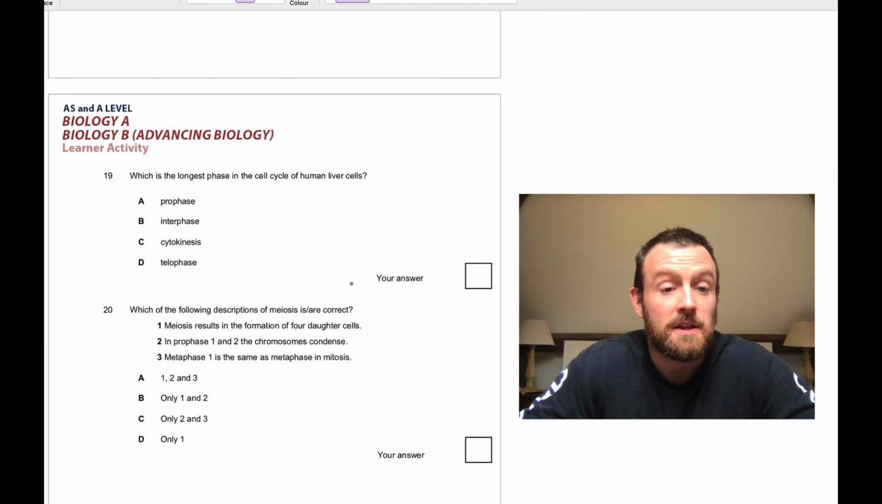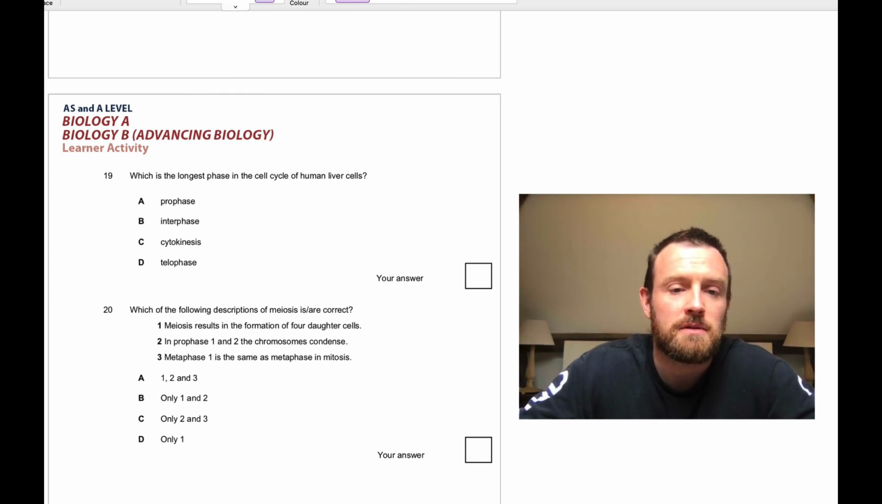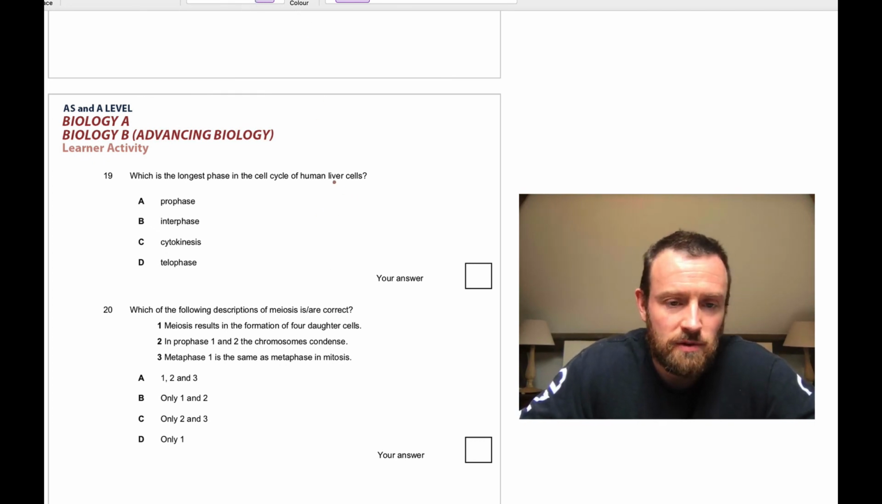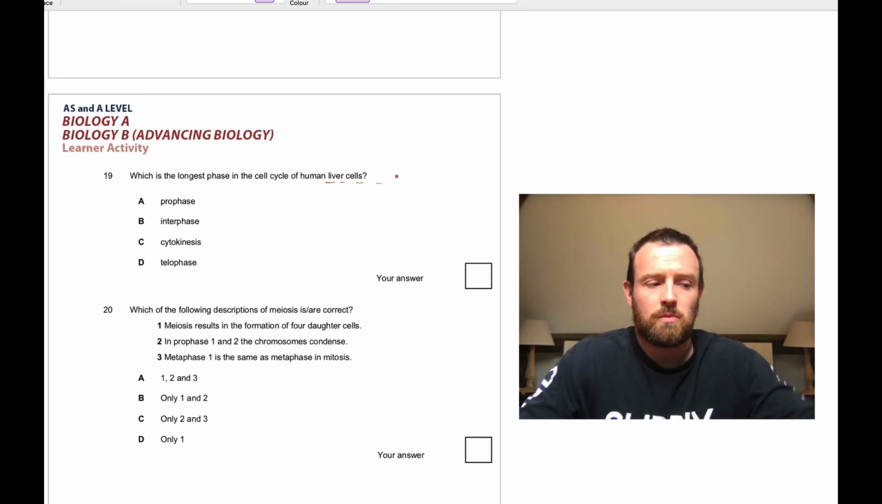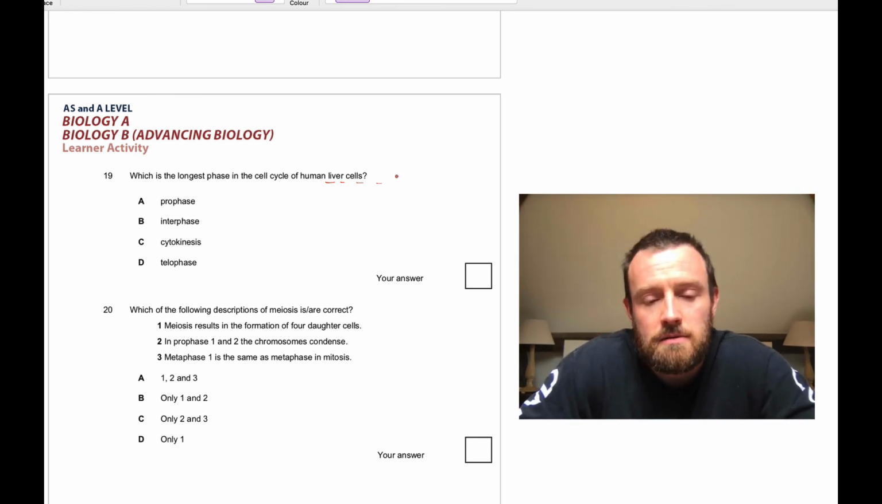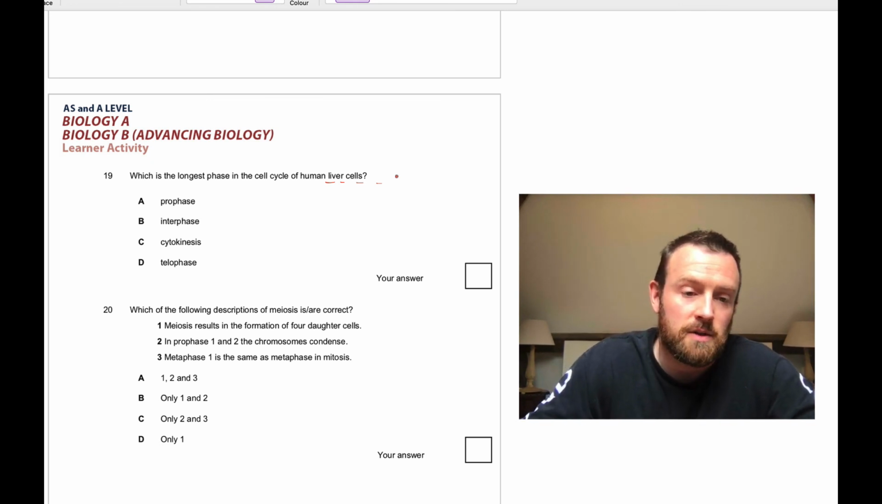Okay, 19. What is the longest phase in the cell cycle for human liver cells? Well, pretty much all human cells. It doesn't really matter that they're liver cells. So when you see this question, you might go, oh God, I don't know the answer for liver cells. Just think generally, in human cells, which one's going to be the longest one?